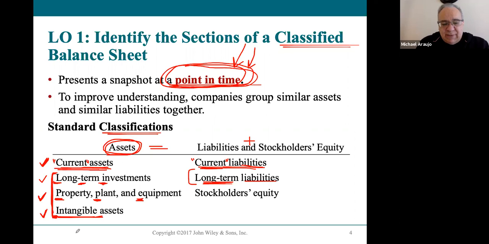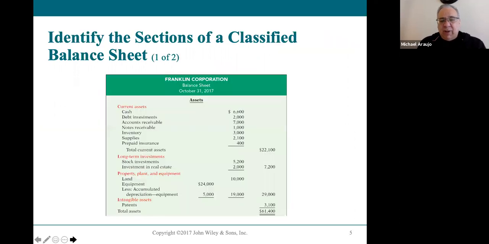So those are the four classifications. Your book goes over them in more detail. And then your book also introduces you to more accounts. Okay, more accounts. Now remember, this is accounting. So in order to understand accounting, we have to understand these accounts.